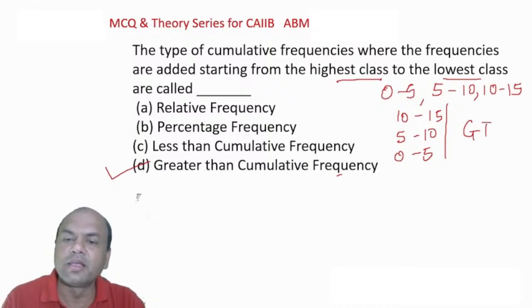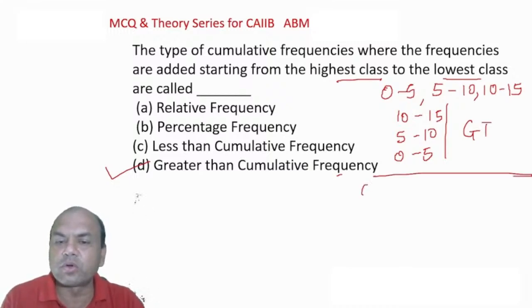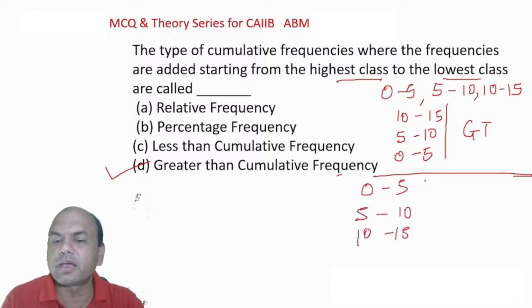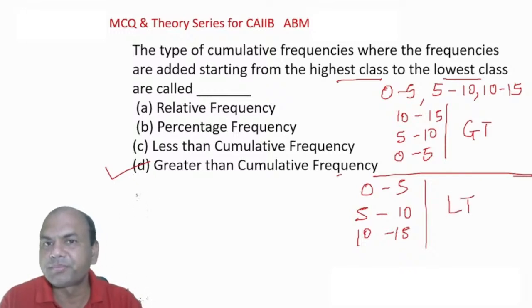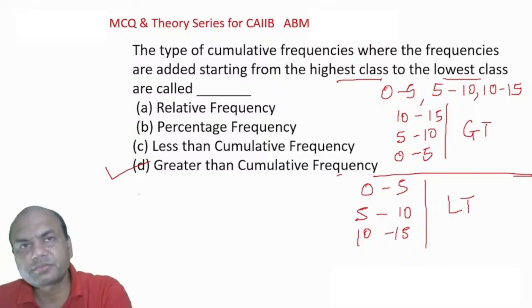Okay, greater than. And if I arrange it like this, 0 to 5, 5 to 10, 10 to 15, then what do I get? I get less than, LT. Okay, this is less than. Got it clear?